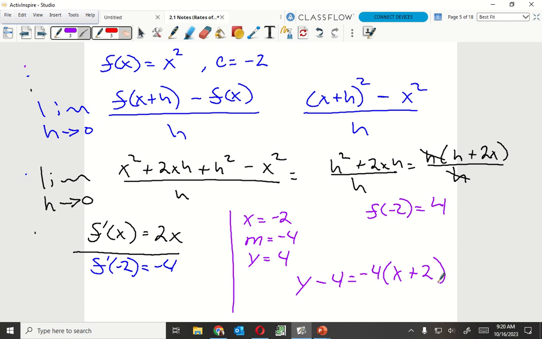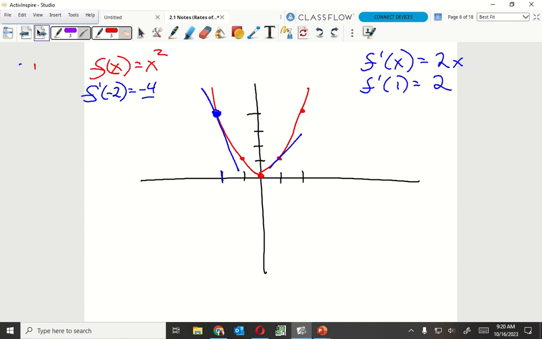And I'm going to go back to my graph so we can see why and where. This location right here is (-2, 4), right? And that point is touching my tangent line, and it's also touching my function line, the one in red. So it's doing both. That point is in both equations. That's why I plugged in my -2, and I got my +4.